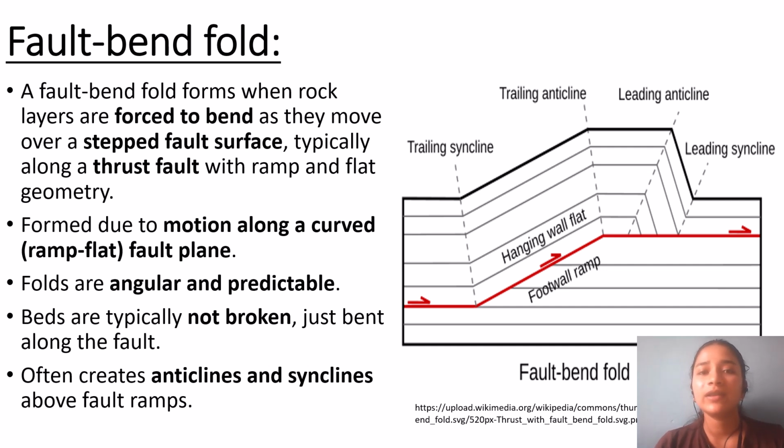So, you can see in the diagram, the footwall remains relatively undeformed, while the hanging wall forms the fault bend folds as it moves over the ramp. The leading and trailing anticlines and synclines are labeled to show how these folds appear before and after the ramp segment. This type of folding is important in structural geology, especially in understanding mountain building and hydrocarbon traps.